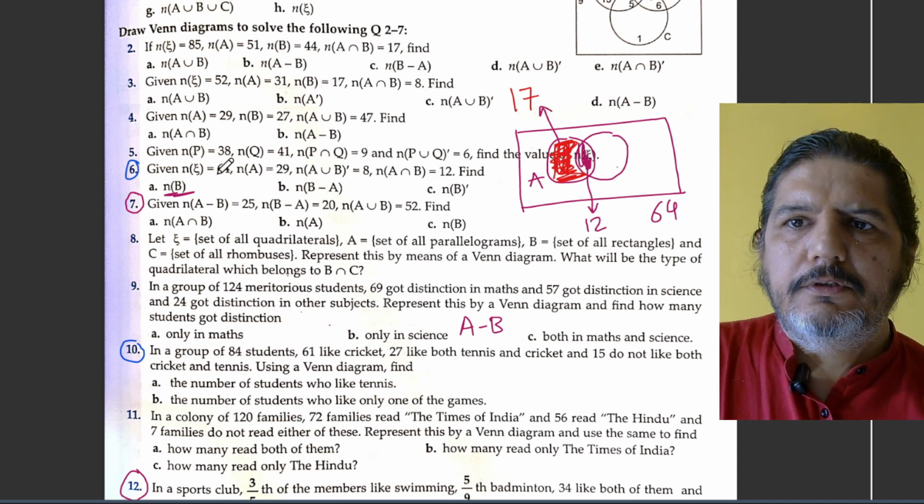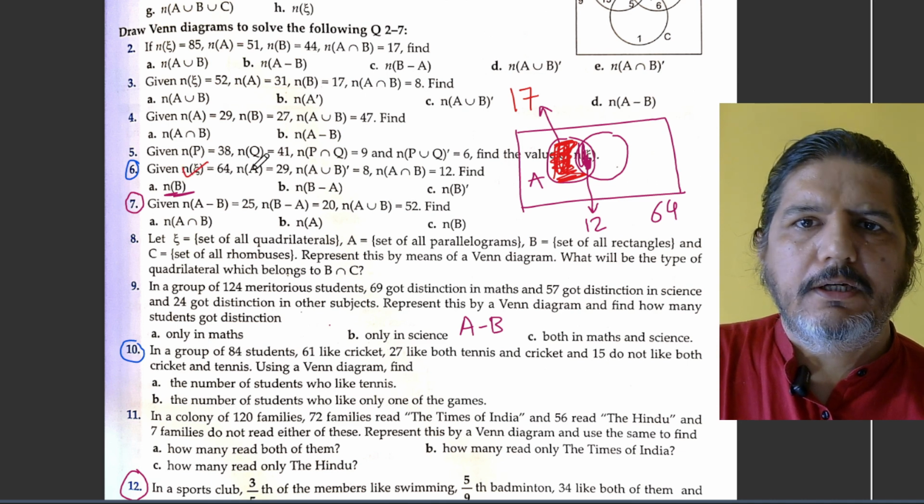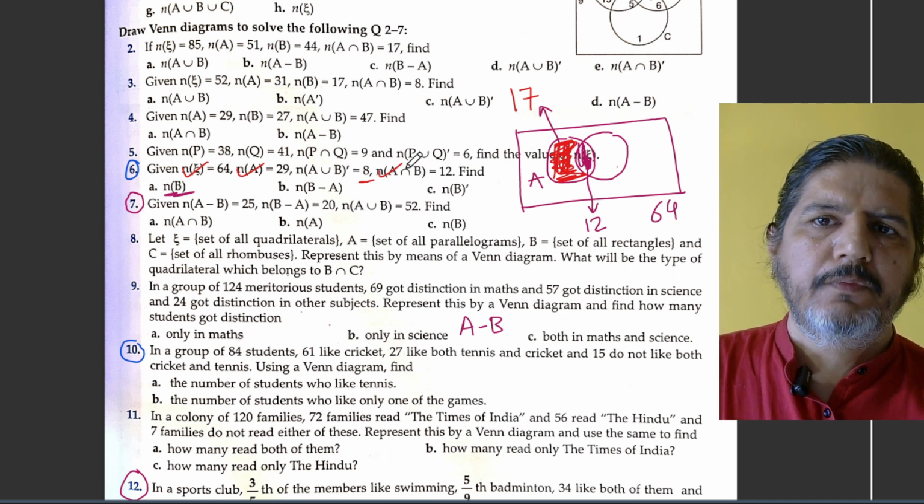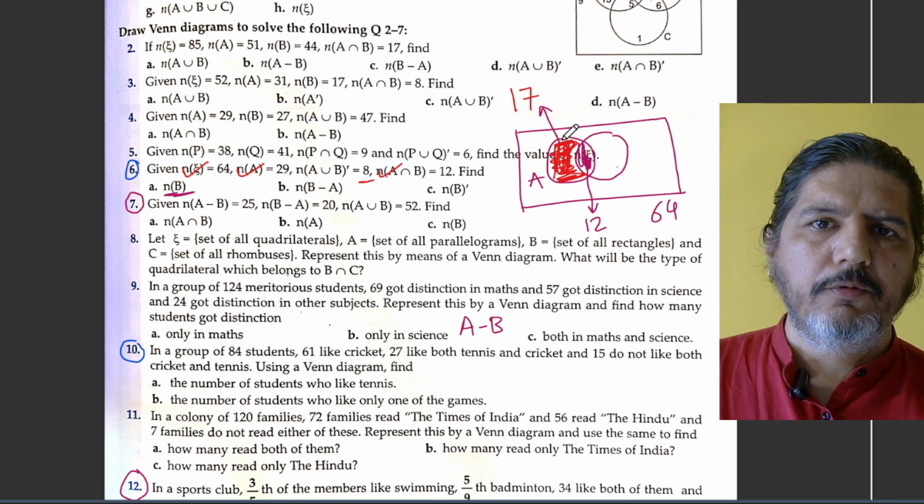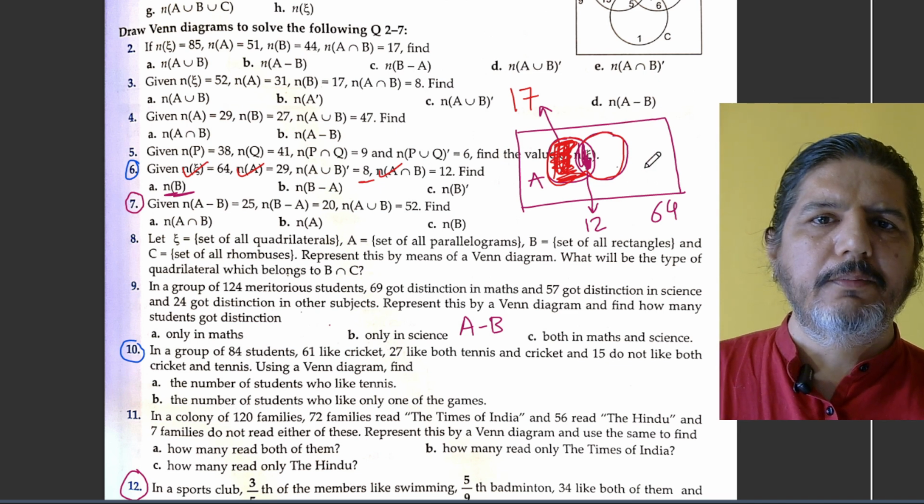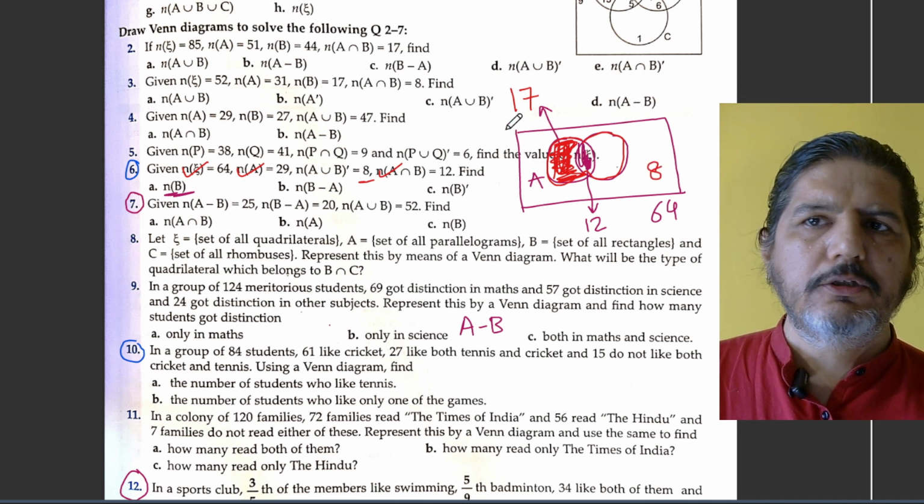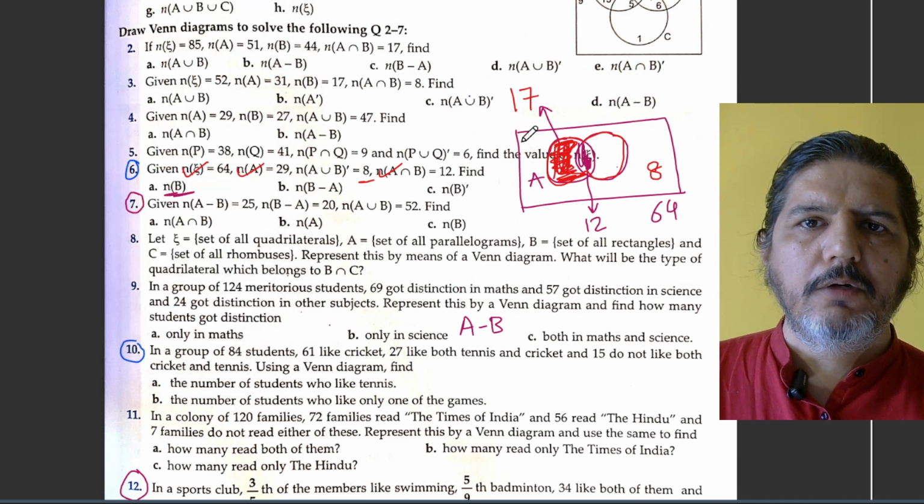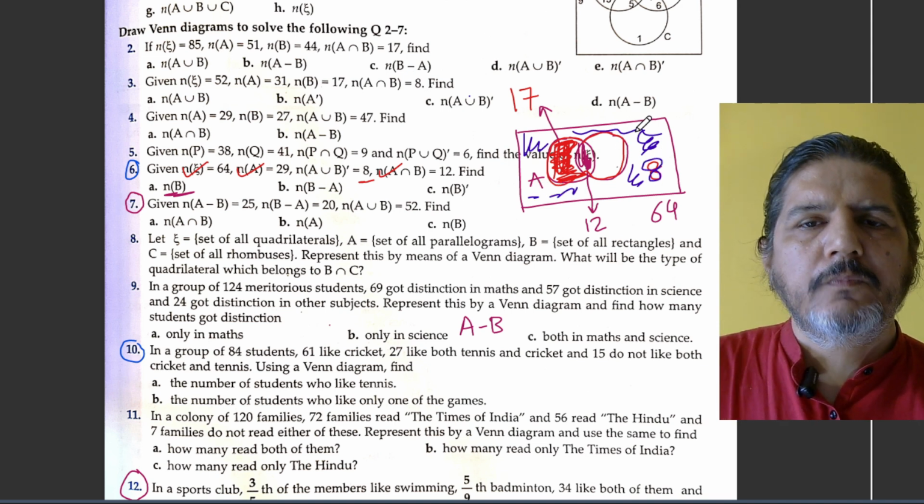We have used this information. Now, n of A union B complement is 8. This whole would be A union B. A union B complement is 8, so this part, which is neither in A nor in B, this whole part would be 8.